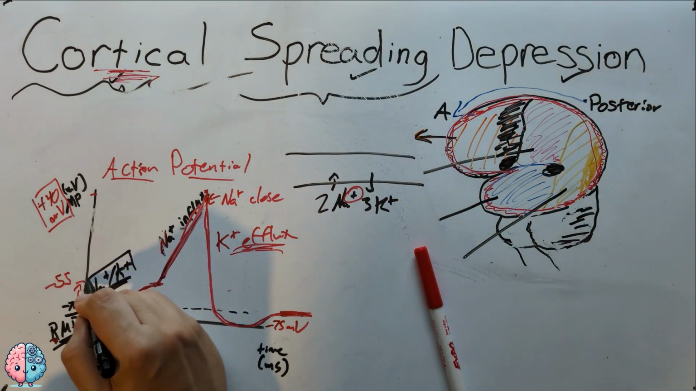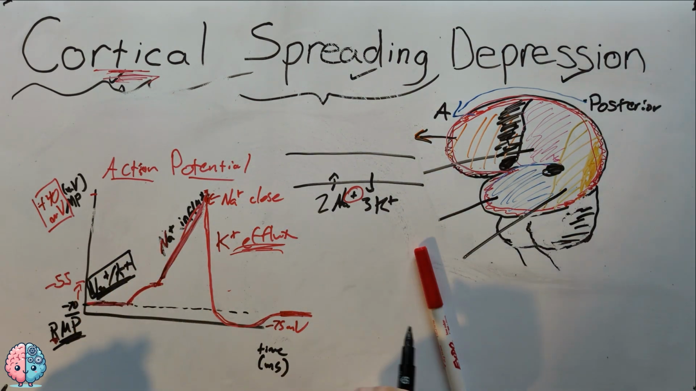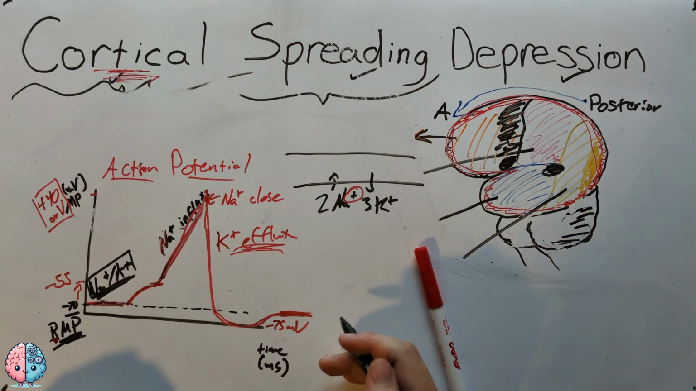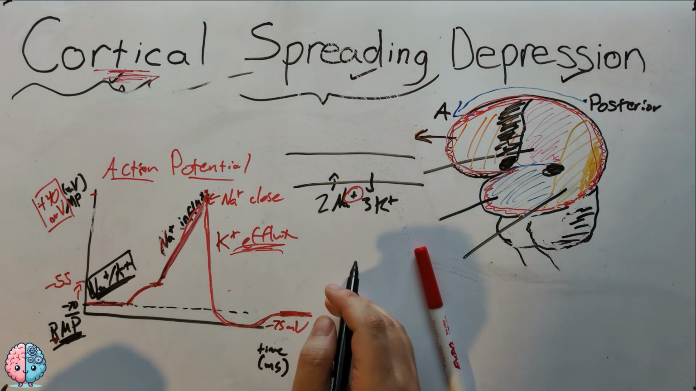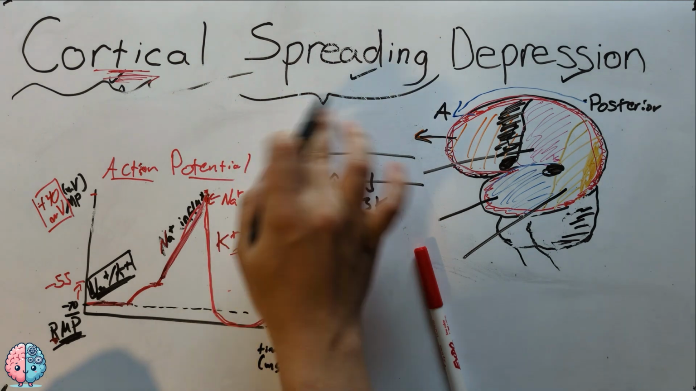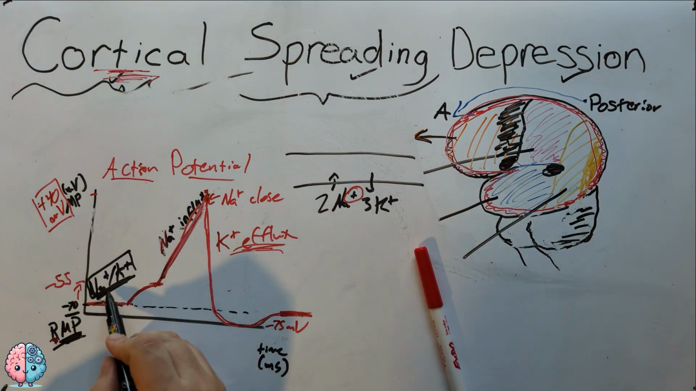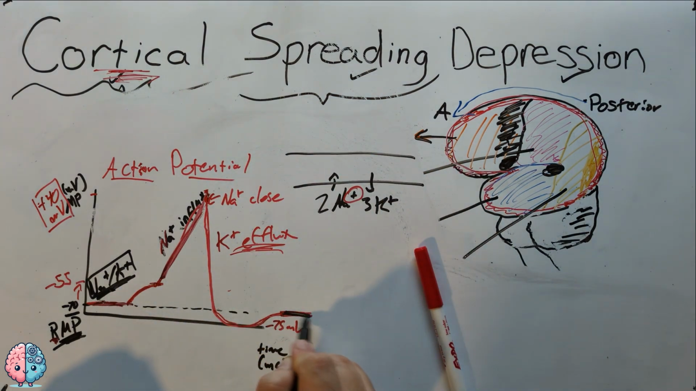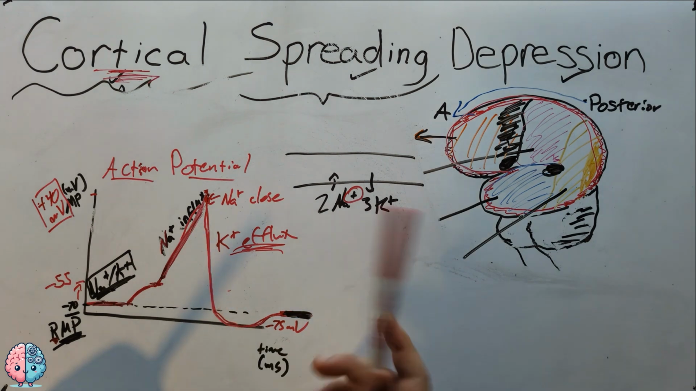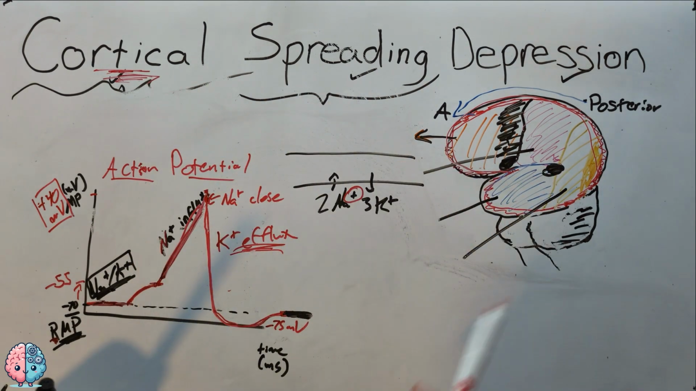Now this pump is an active pump. Active meaning it's not passive, it requires energy, it requires ATP to function. And this becomes important with cortical spreading depression. So the sodium-potassium pump restores the balance here, and that's what we need. We need normalcy again. Now let's contrast this process to what happens with cortical spreading depression.